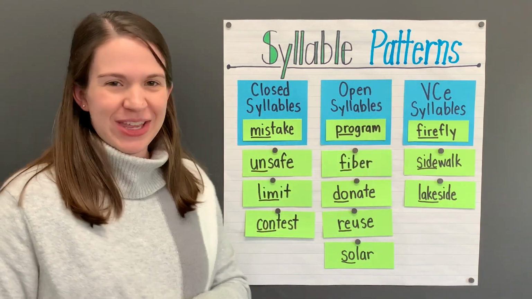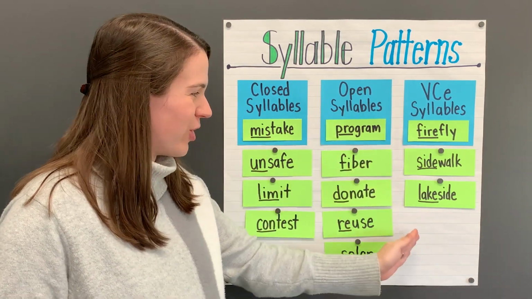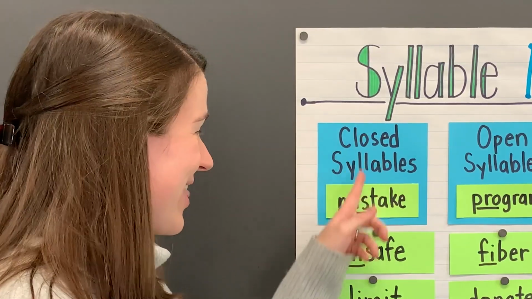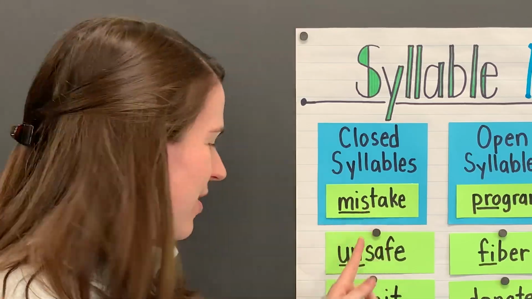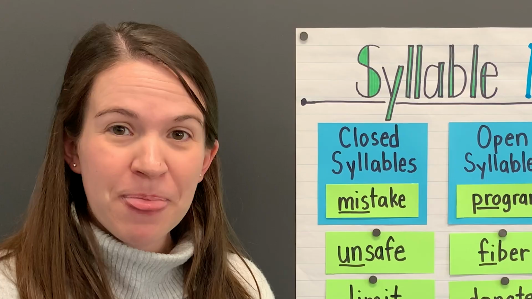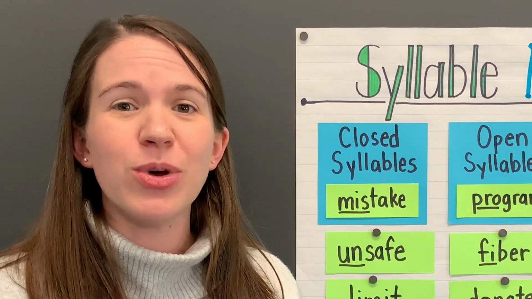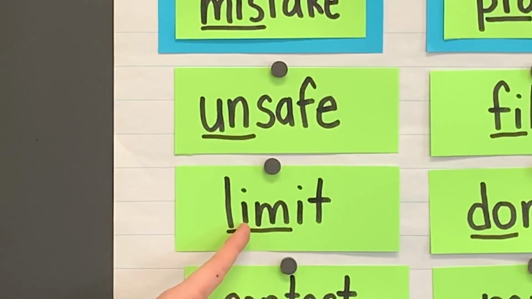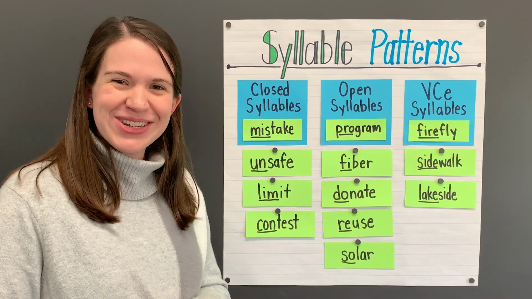Based on what we've seen here and the patterns that we found in each of these first syllables of the words, what can we say about these different syllable types? Well, first, we can say that closed syllables have a vowel followed by a consonant. We see this in each of the first syllables. I also noticed that we usually read these syllables using short vowel sounds. Ĭ, miss. Ŭ, un. Ĭ, lim. Ŏ, con. Did you notice that too?